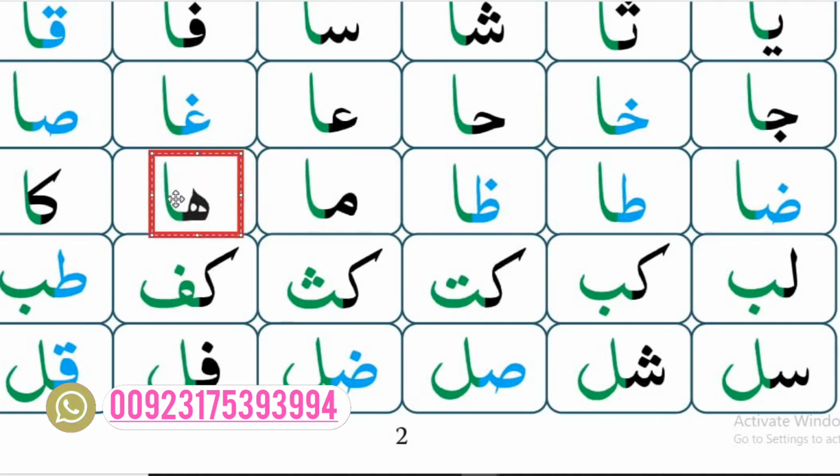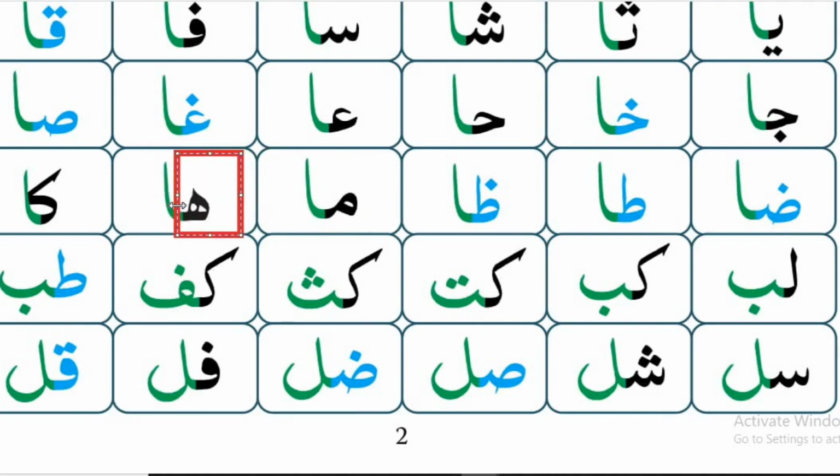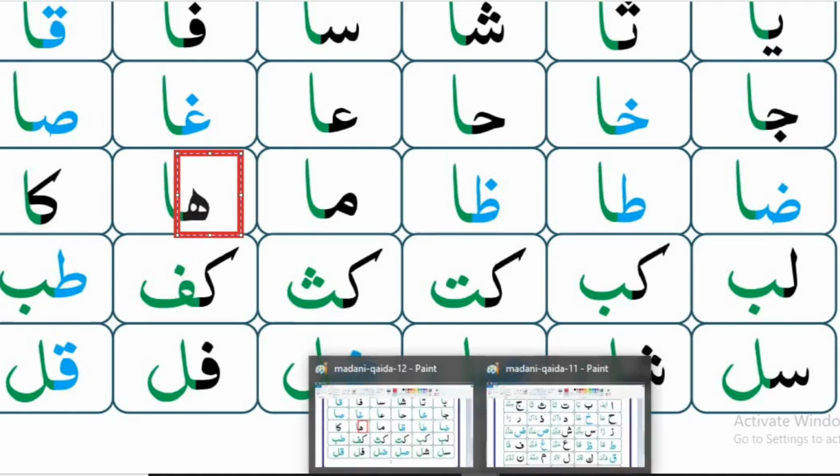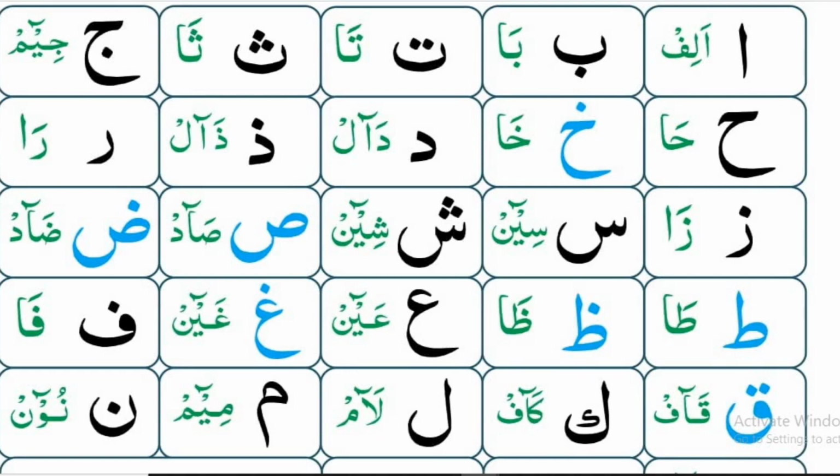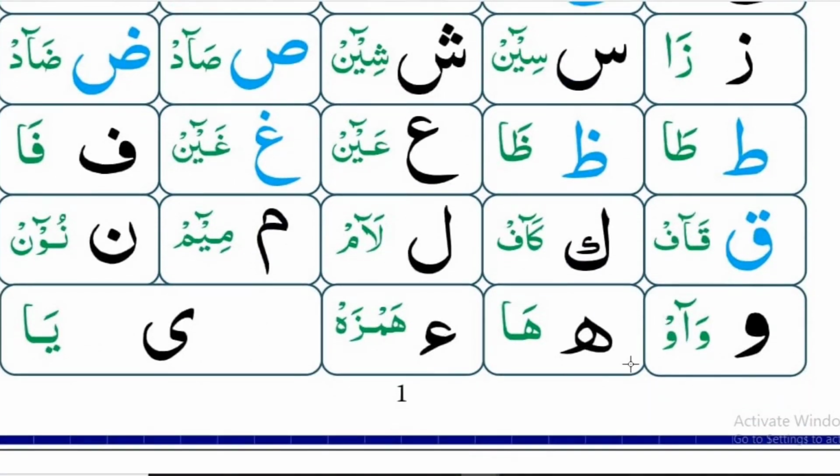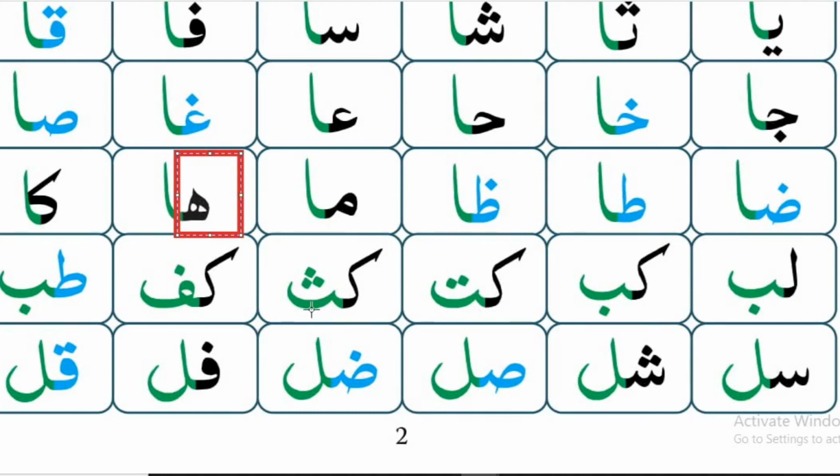And the next, well, as you can see, it looks like Ha. Let me show you Ha on the first page. Well, here it is. This is what Ha looks like. So this is the full shape of Ha. So now look at the other one here. It is the same shape, but the only difference is that this one is connected to the next letter. So it's Ha Aleph.